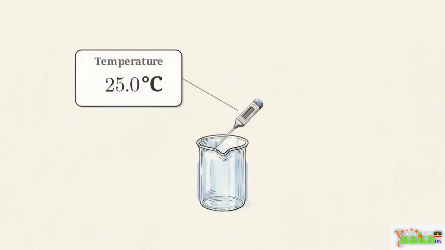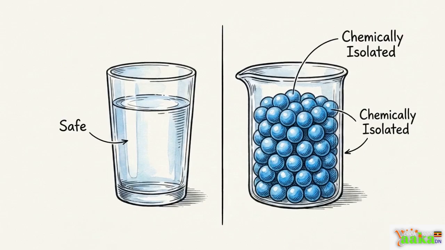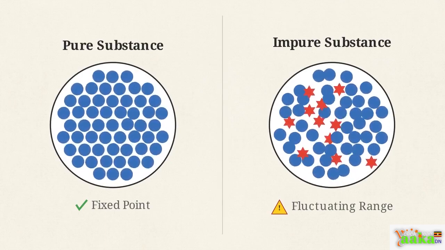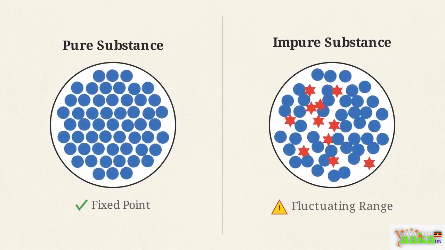So how do you scientifically prove this clear distillate is 100% pure without tasting it? You measure its temperature. A thermometer proves that pure water boils at exactly 100 degrees Celsius. If there are impurities, like an invisible pinch of salt, the liquid will boil over a fluctuating range of temperatures instead of locking on to a fixed number. In chemistry, pure does not mean visually clean. It means a substance consists of only one type of particle, confirmed by a sharp, exact boiling or melting point.